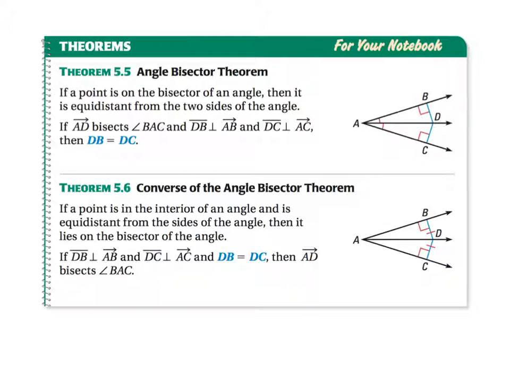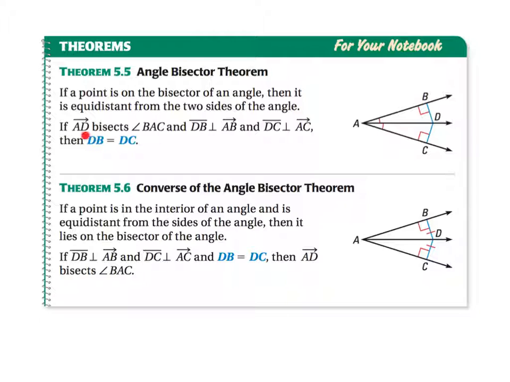And that brings us to our next two theorems, Theorem 5.5 and Theorem 5.6. The first is the angle bisector theorem. The angle bisector theorem states if a point is on the bisector of an angle, so you can see here we have ray AD bisecting this angle into two congruent angles, and point D is on the bisector, then it is equidistant, remember, equal distance, from the two sides of the angle. So any point on the angle bisector of an angle is equidistant to the sides of the angle. Any point along here, if I were to find the perpendicular distance from that point to each side of the angle, the distances are equal.